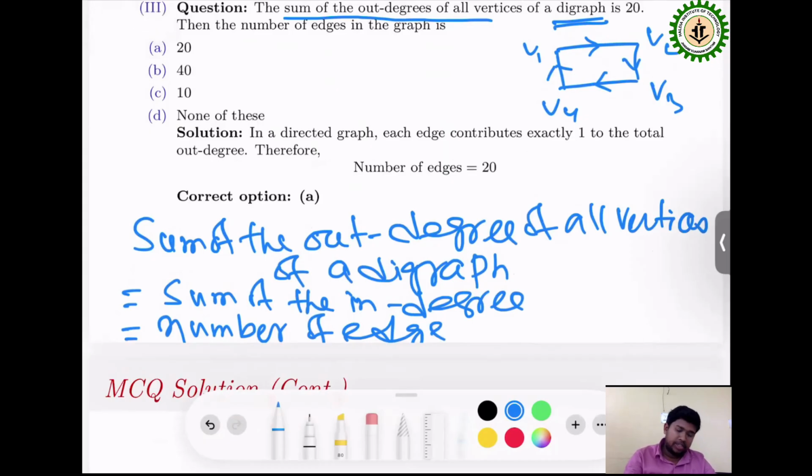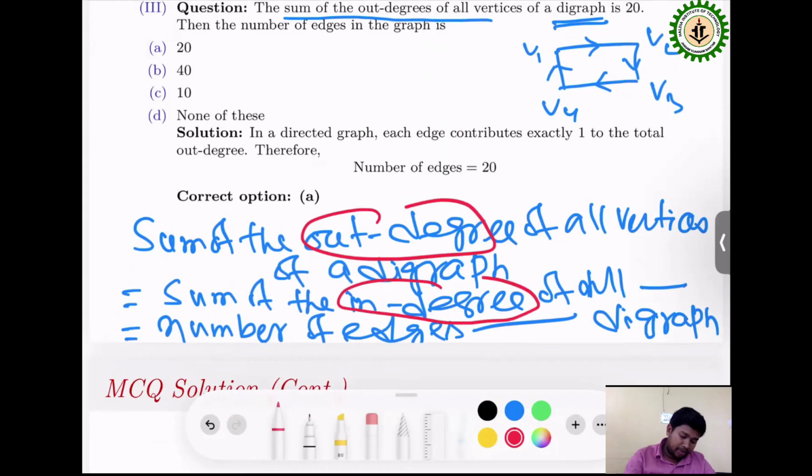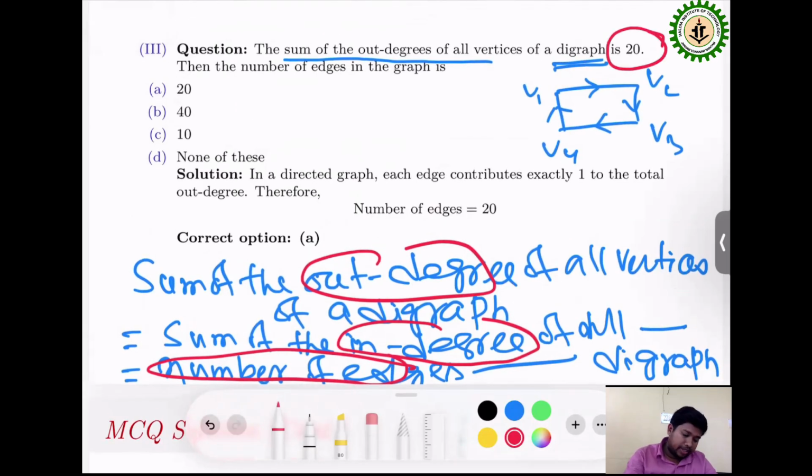This is the theorem: the sum of the out degree of all vertices of a digraph is equal to the sum of the in degree of all vertices, which is equal to the number of edges of the digraph. Both three are equal: sum of out degree, sum of in degree and number of edges. So the sum of out degree of vertices is 20. Therefore, your answer, the number of edges, is also 20.